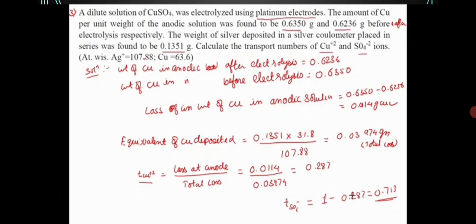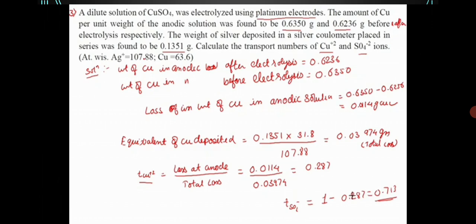Here is our third problem. A dilute solution of CuSO4 was electrolyzed using platinum electrodes. The amount of copper per unit weight of the anodic solution was found to be 0.6350 gram and 0.6236 gram before and after electrolysis respectively. The weight of silver deposited in a silver coulometer placed in series was found to be 0.1351 gram. Calculate the transport number of Cu plus 2 and SO4 2 minus ions.